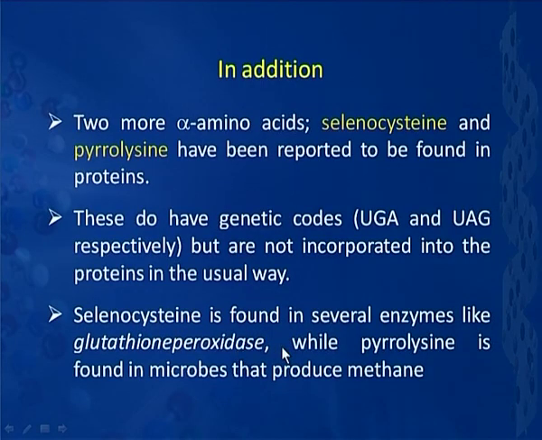Selenocysteine basically is found in a number of enzymes, for example, glutathione peroxidase, whereas pyrrolysine is found to be present in certain microbes that produce methane. This is just for the sake of information: though we talk about 20 amino acids, we know that 2 more are added to the list, and more information is coming on these amino acids.